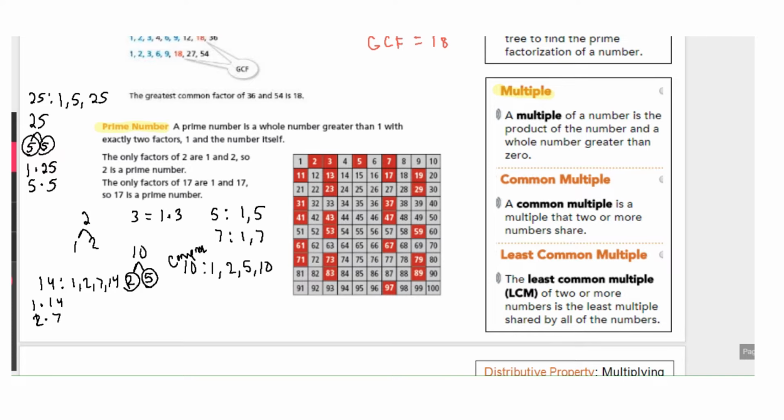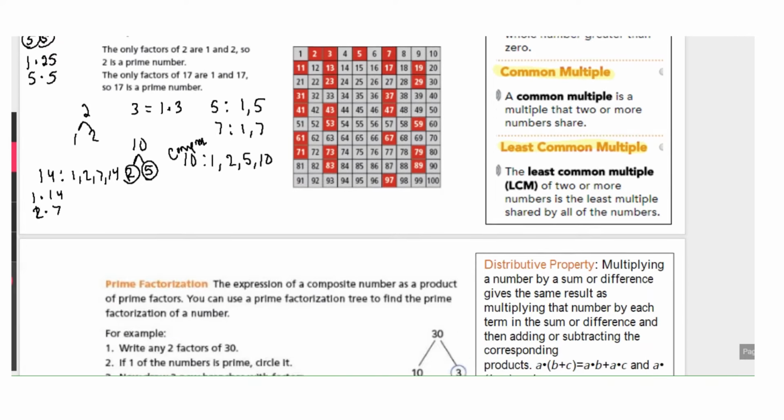So a common multiple is obviously going to be the multiples that the two numbers have in common. The least common multiple is going to be the lowest multiple that they have in common. I mean, you can read those vocabulary words. The vocabulary words that you want to focus on are the ones that you're going to see on your Quizlet cards, because your vocabulary quiz will have those same words.